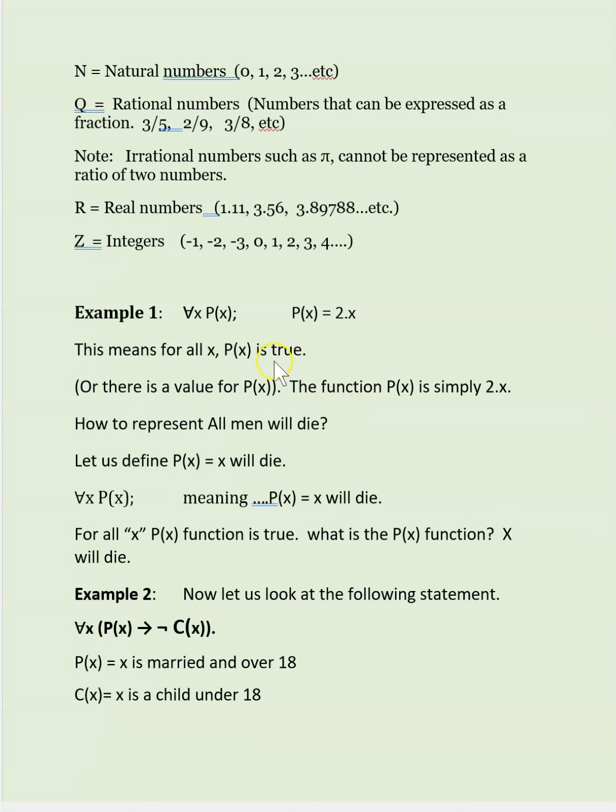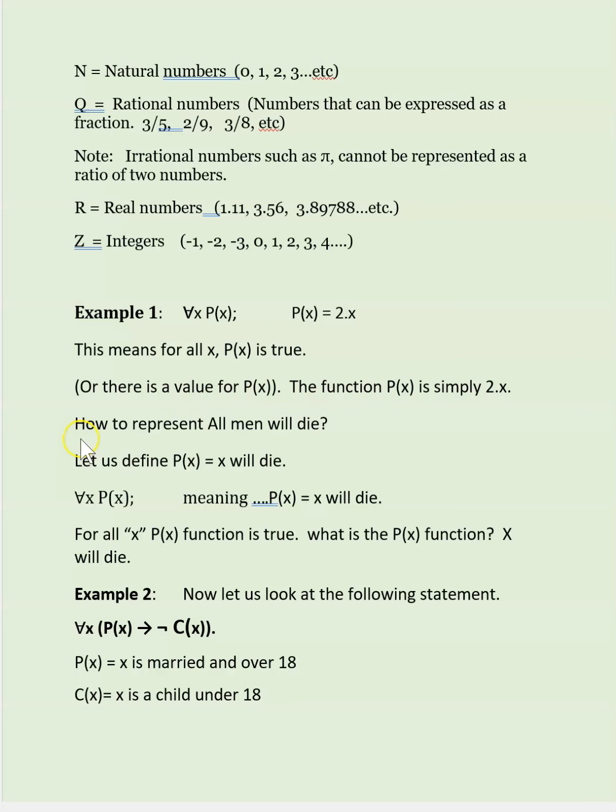Example 1. For all x, P(x). Again, the function P(x) is defined. P(x) equals 2 times x. The statement is: for all x, P(x) exists. Is this a true statement? Yes, it's a true statement. This means for all x, P(x) is true, correct? Because P(x) exists, there is a value for P(x). The function P(x) is simply 2 times x.